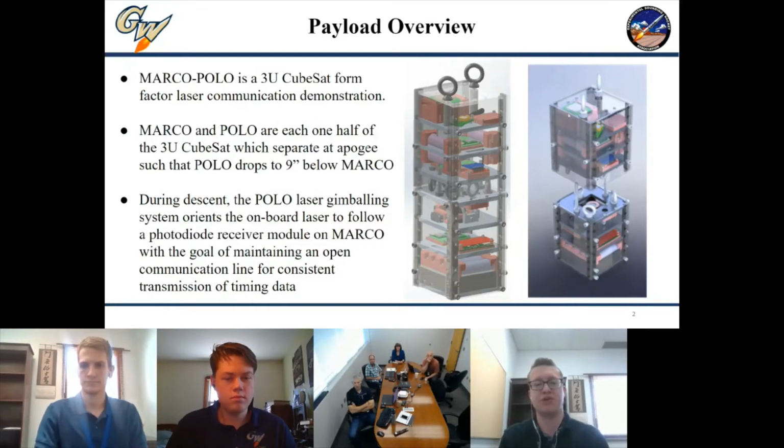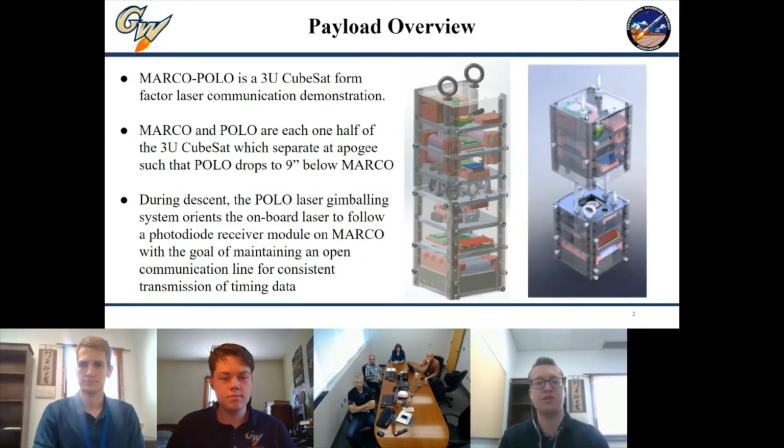The lower half pictured, named the Precisely Oriented Laser 1, or Polo, houses the laser gimbaling and visual tracking systems that are used to send timing data. This data is received by the upper half pictured, named the Miniaturized Array Receiver Cube 1, or Marco, and processed to determine the offset time in milliseconds between the clocks on both modules.